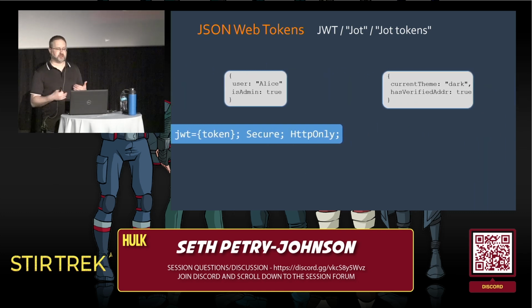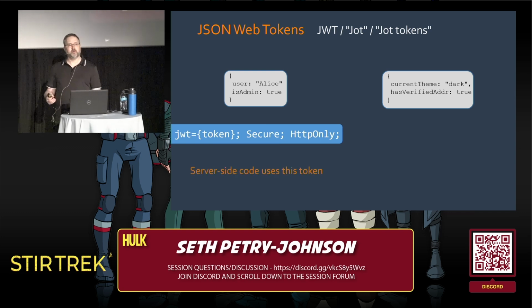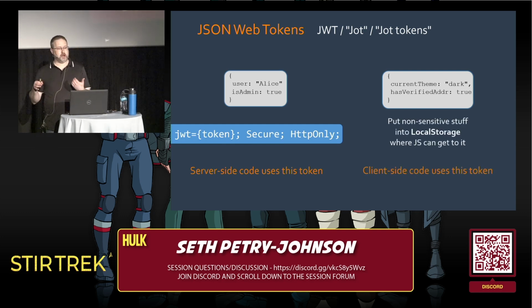Now, sometimes there's stuff in the token that your JavaScript app actually needs, right? Maybe you have user preferences or other things that your JS app needs to render the page. So in that case, just split your claims into two different tokens. Put the token with the authentication stuff into the secure cookie, then store the flags and the preferences and everything else in a token stored in local storage. That way, the authentication data is secure, but the JS app can still access the stuff it needs to render the page.